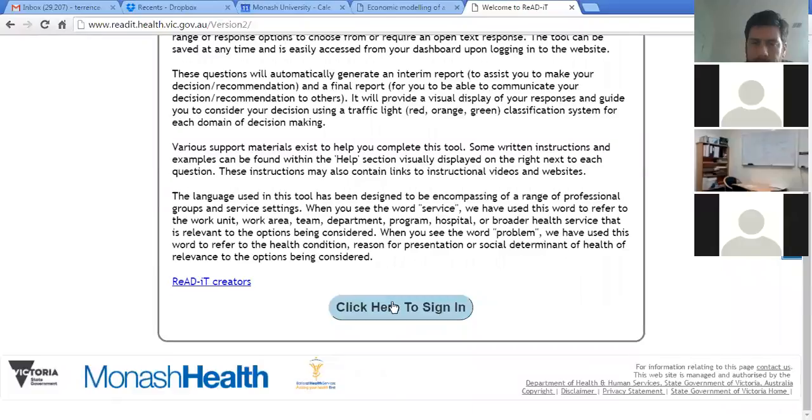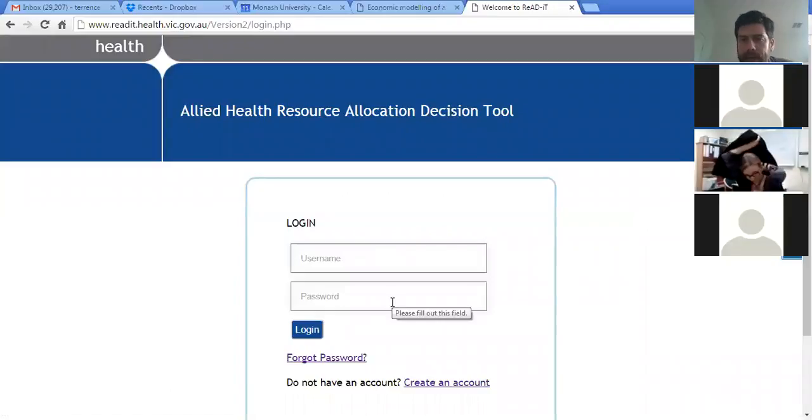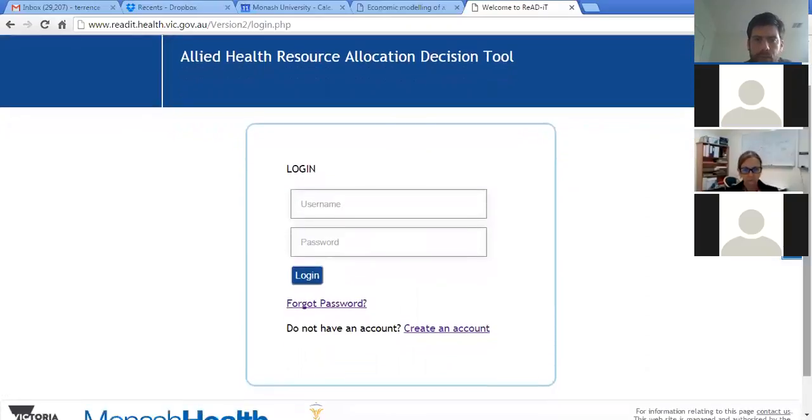To sign in, you click this button here, click here to sign in, and then you're taken to a login page. So if you haven't created an account previously, what I'll encourage you to do is to click on the Create an Account button, and that'll just ask you to enter your name and some details about who you are and a password, so you can choose your own password. Make sure you can remember it. There is a forgotten password button though that you can use. And from the login page, you get into the ReAD-iT.